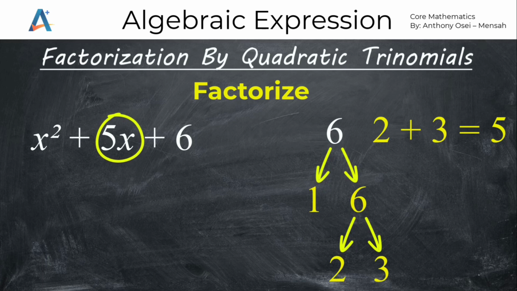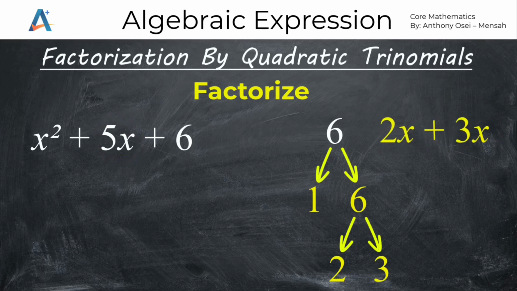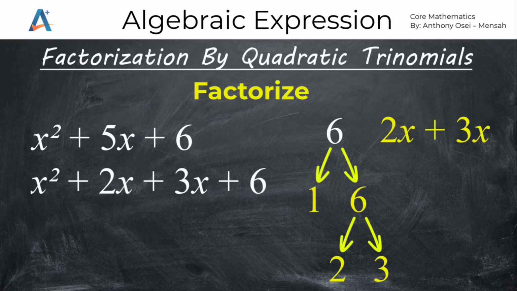But it is 5x. So we have to give the variable x to them. So 2x plus 3x can replace 5x. Since 2 times 3 still gives us 6, we will substitute 2x plus 3x in place of 5x. So it becomes x squared plus positive 2x. So the positive sign is there. Then plus 3x, which is positive 3x. Then we repeat our plus 6.